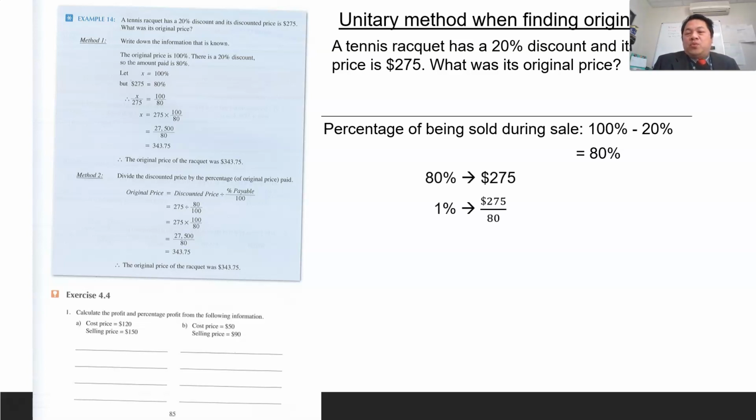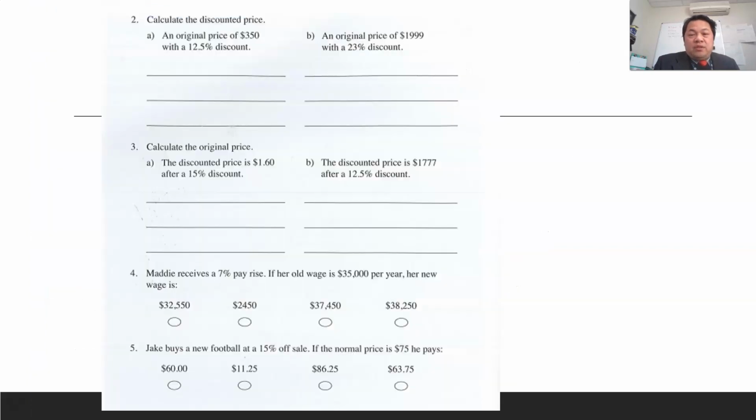So again, we look at what's 1%, 275 out of 80. Then from here, you look at what's 100%. And then from here, you simplify. Okay, you get 1,300 divided by 4, which is correcting the error here. The error is here. Forget about this part. 1,375 divided by 4, you actually get $343.75. Okay, so this is actually the most challenging question.